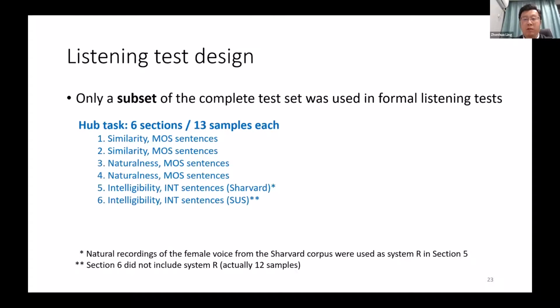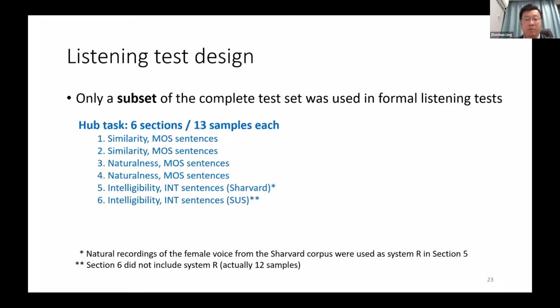In our formal listening test, only a subset of the complete test set was used. For the hub task, we have 6 sections in the test, and each section contains 13 or 12 samples. We have 2 similarity sections and 2 naturalness sections, and one intelligibility section for semantically unpredictable sentences and one intelligibility section for the other sentence type.